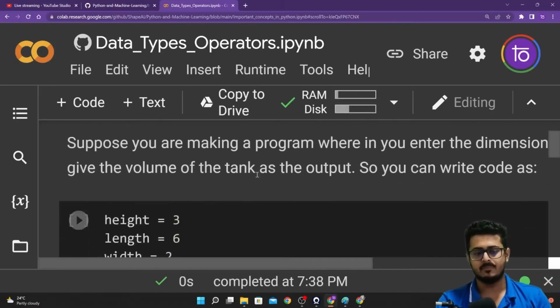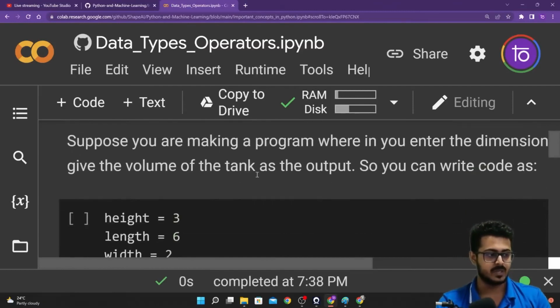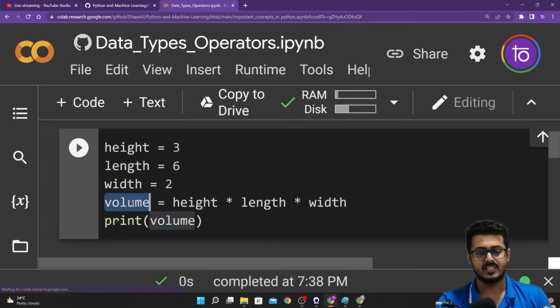One of the greatest examples of this is the multiple assignment operator. Right over here, as you are able to see, we have height equals 3, length equals 6, and width equals 2. So we have created 3 different variables named height, length, and width, and assigned some values to them. Height is 3, length is 6, width is 2, and we are calculating the volume, as volume equals height into length into width.